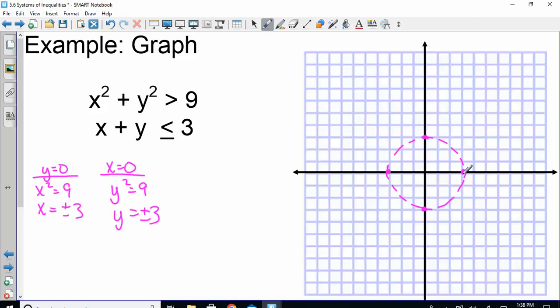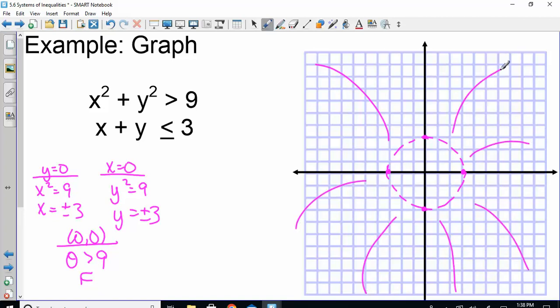Now to figure out where to shade. Not as obvious here as when we did lines, so let's try a test point. If we tried (0, 0), you get 0 is greater than 9. True or false? So (0, 0) did not work. So where am I shading? Everything outside this circle.